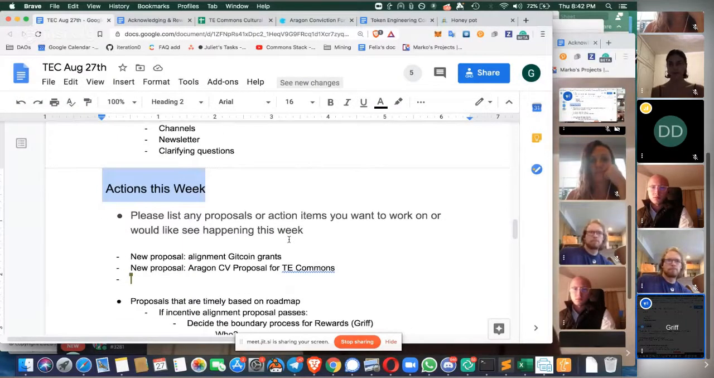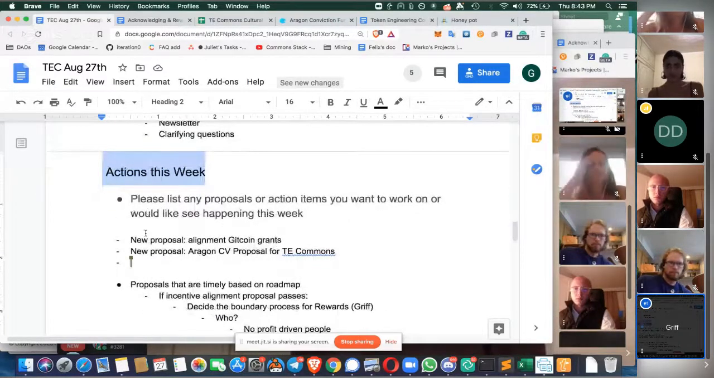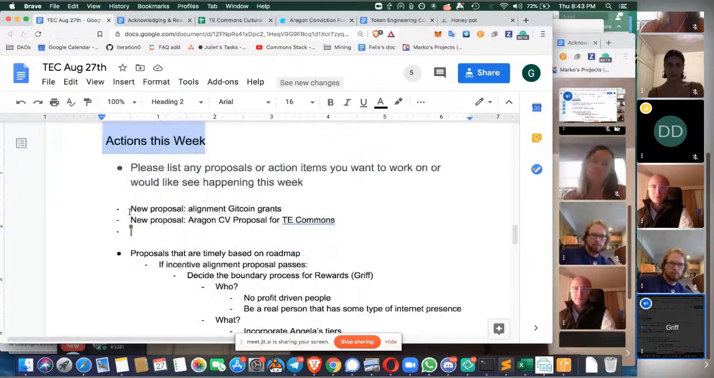And assuming the Token Engineering Commons actually launches and we raise funds, then it's not a free ride. You will have earned your spot to be making decisions over the funds that we put in there. So the first, there are some new proposals. So who put this one?